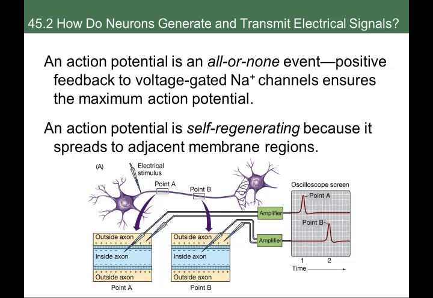So again, an action potential is an all or none event. Once that critical threshold potential is reached, it's about 10 millivolts more positive than the resting membrane potential, once that is reached, you have an action potential. And the action potential will be the same in terms of its amplitude, the size of that depolarization, and the time. The action potential is self-regenerating, which is critical.